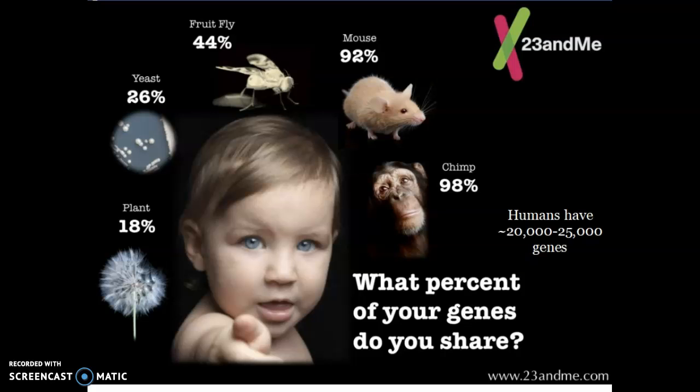So another interesting thing, we think we're so different from all other living things. This is about what percentages we share with other organisms according to 23andMe. So our DNA is about 98% the same as a chimp. But guys, you've got to remember, 2% of 20 to 25,000 genes is still quite a bit. And that's why there are still quite a few differences, okay? We have 92% the same as a mouse, 44% as a fruit fly, and so on. So you can see why they choose mice and chimps, of course, to do research on, right? Because they're so similar to us.